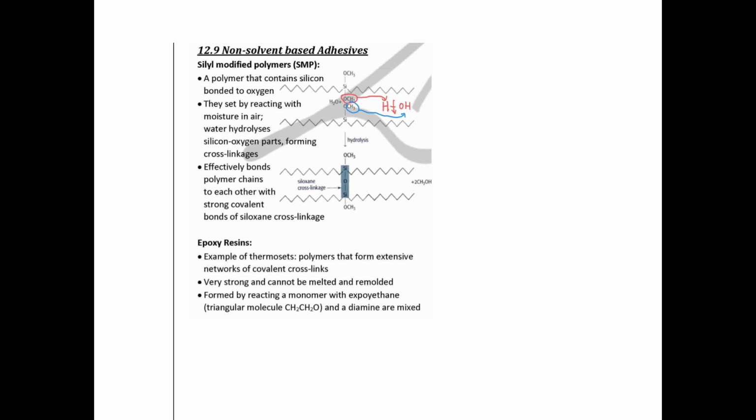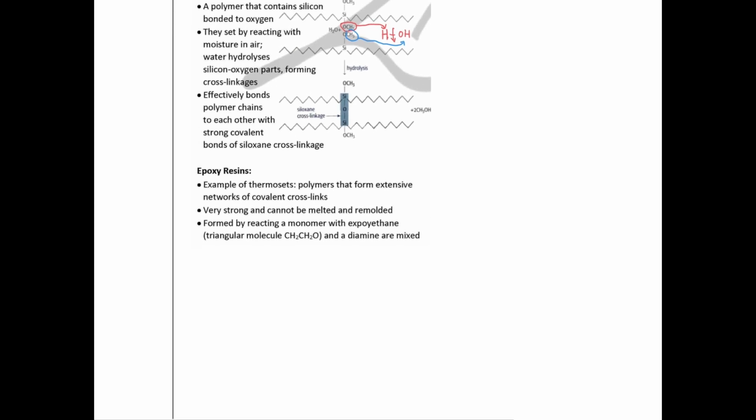Now we have the second one, which is called epoxy resin. Epoxy resins are examples of thermoset. Thermo means heat, so you need heat. You need heat to make it happen. You need heat to make it set. Set means to make it have the fixed structures. Okay, you need heat to make it have a fixed structures.